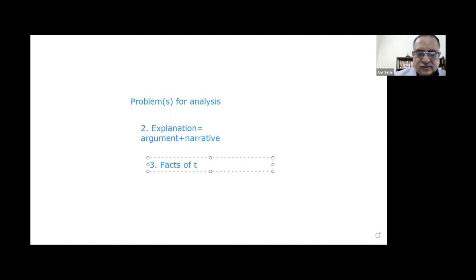ये facts पे dependent है, and the facts in turn rest on evidence, right? जो आपके तर्क हैं और जो आपका बयान है, जो आपकी कहानी है, वो तथ्यों से निकलती है, तथ्य साक्ष्य से निकलते हैं, and the evidence comes from sources.